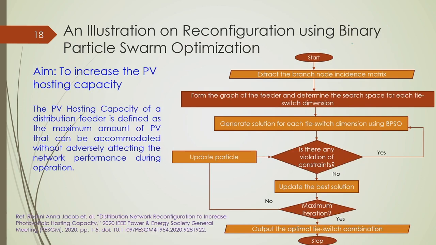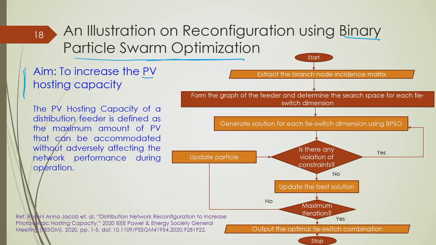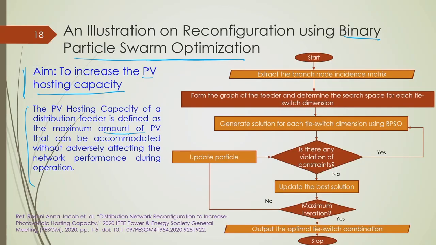Similarly, in another work, binary particle swarm optimization is used, and their objective was to increase the PV hosting capacity. This approach is used for active distribution networks. Now, what do you mean by an active distribution network? When a distribution network accommodates certain distributed generation within it, then it becomes an active network. The objective function formulation is PV hosting capacity. PV stands for photovoltaic. Hosting capacity is basically the capacity of a distribution feeder to accommodate the maximum amount of PV generation, which will not adversely affect the network performance. I will discuss in detail what PV hosting capacity is in the next module.